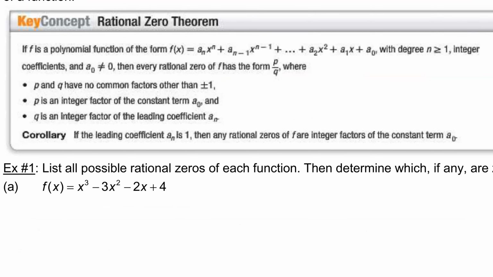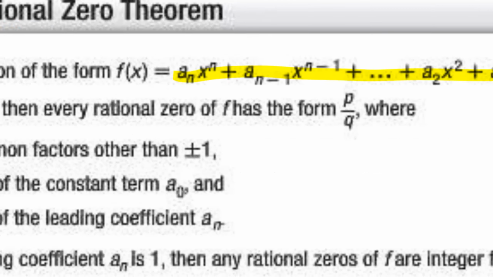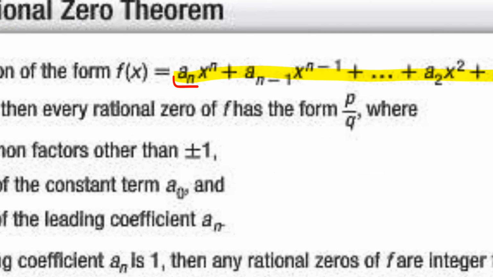So, if a polynomial function is of the form, oh my gosh, it looks worse than what it is. This is just standing for a polynomial function. We went over this before, right? A to the n, this is just the first coefficient. It's the coefficient that's in front of the highest exponent. And then a to the n minus 1 is just the coefficient that's in front of the second highest exponent.